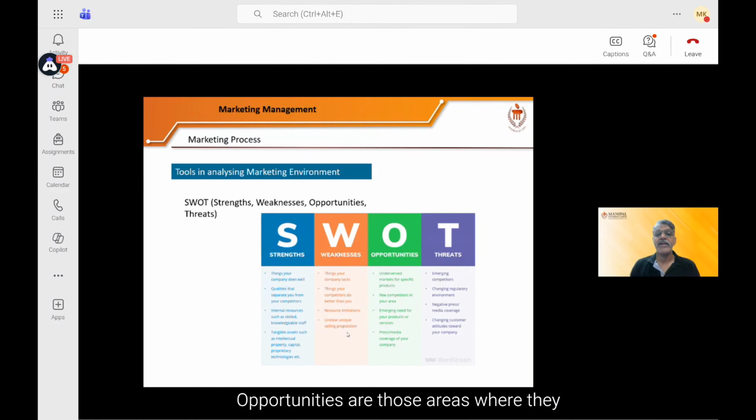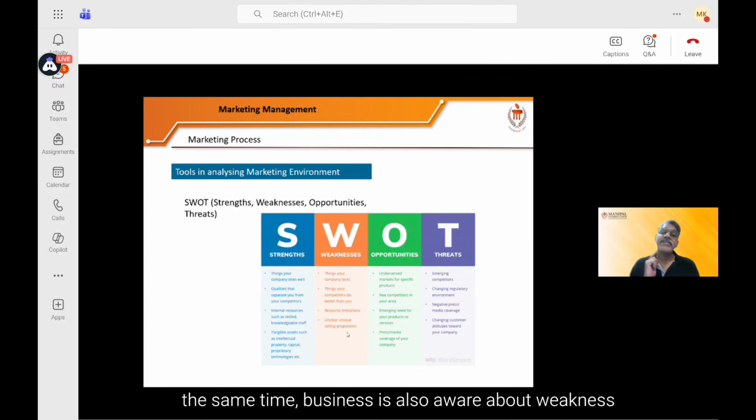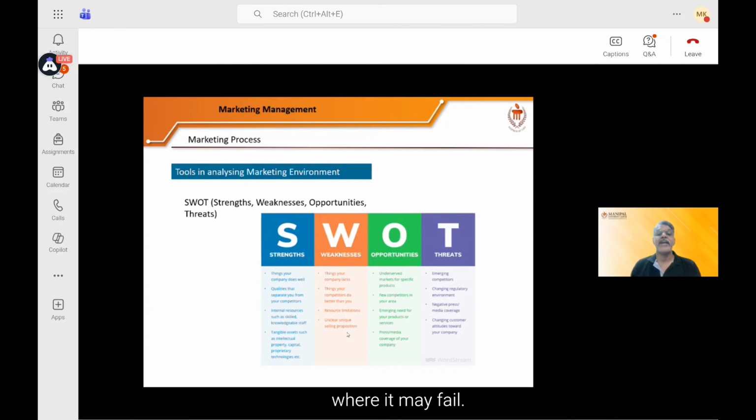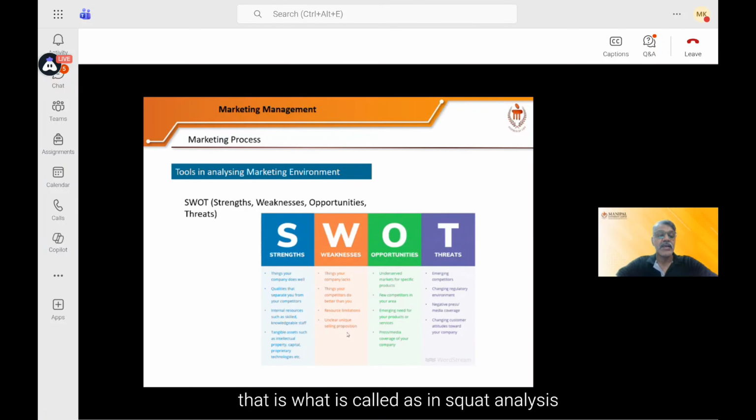Opportunities are those areas where they can grow, where they can develop. So these are the positive things. But at the same time, business is also aware about weakness, where it may fail. And if it doesn't overcome such weakness in the market, it is always a threat for the business. So that is what is called a SWOT analysis.